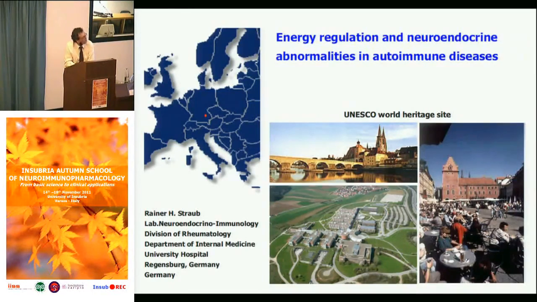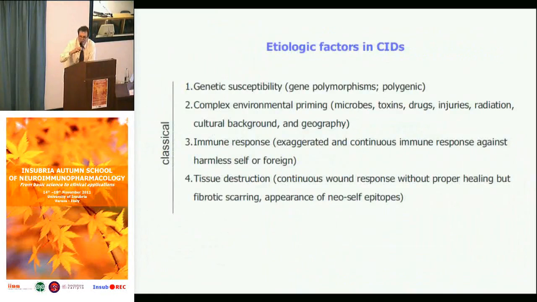Now, let's go on. Once more, at the moment we think that these etiologic factors are important in chronic inflammatory disease, and I present this in a careful way because it's important. This is true for all chronic inflammatory diseases, for all. So this listing is an important listing to understand chronic inflammatory diseases. First thing, we think that the genes play a role, and that there is a susceptibility.